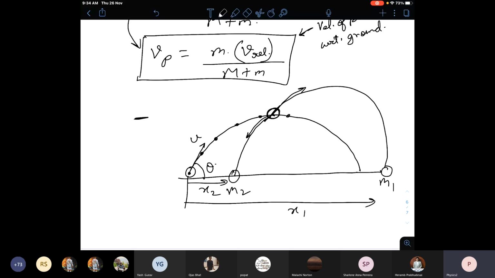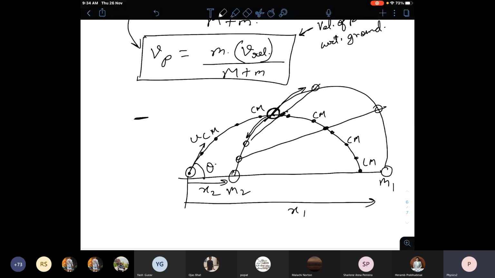mass remained on the same path. The center of mass remained on the same path. The individual particles, m1 and m2, were on different paths, but their relative center of mass was on this path. When it came over here like this, its center of mass is still here. This is the path of center of mass. This is center of mass, center of mass, center of mass.